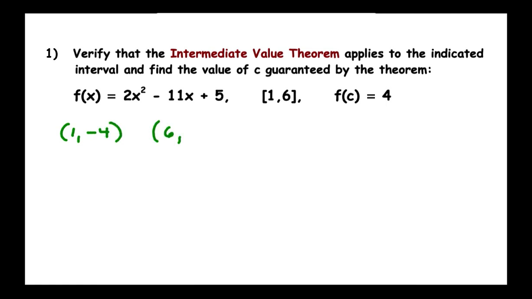Of course, if you try the 6 in, you're going to get 72 minus 66 plus 5, which is 11. So I think you can see that, yeah, you got negative 4, positive 11. 4 is in between them. So the intermediate value theorem is definitely applicable here. I need to, again, write a sentence quickly to prove that I know what I'm talking about.